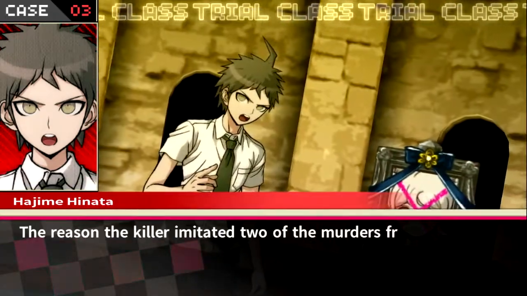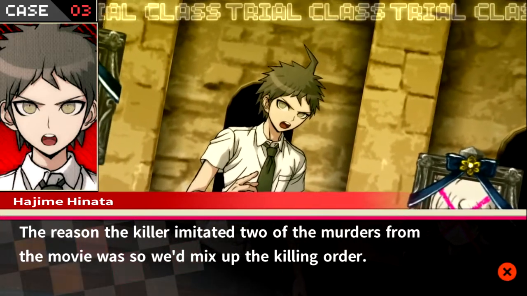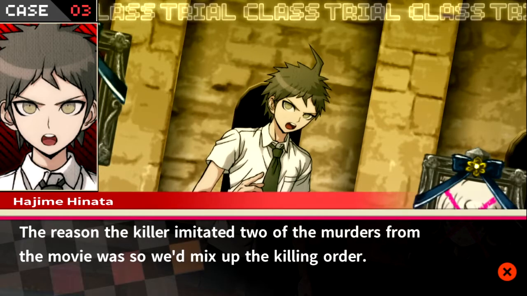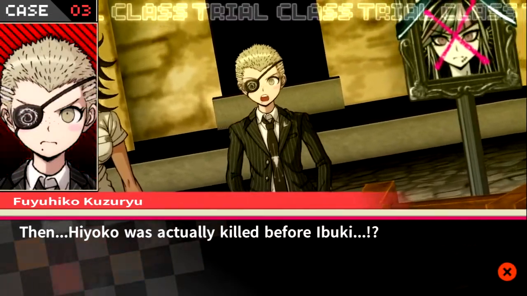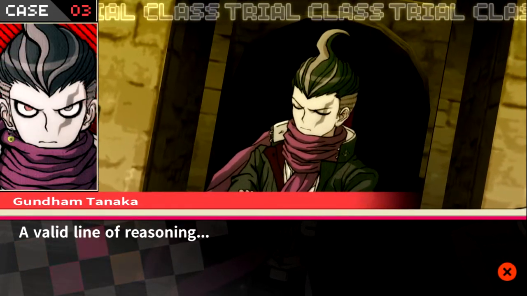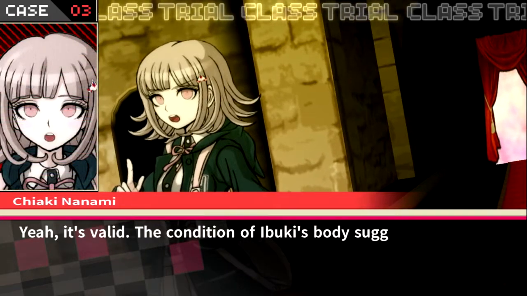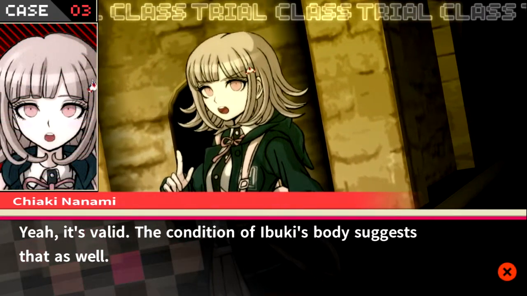The reason the killer imitated two of the murders from the movie was so he'd mix up the killing order. It wasn't intentional. They didn't have a choice. Then, Hiyoko was actually killed before Ibuki? A valid line of reasoning. Yeah, it's valid. The condition of Ibuki's body suggests that as well.